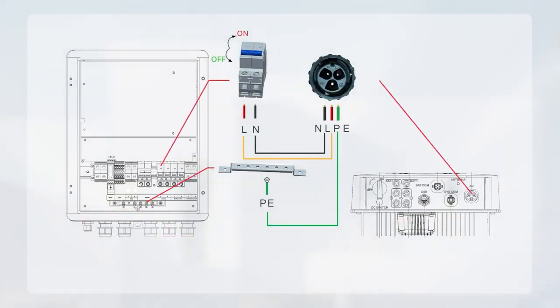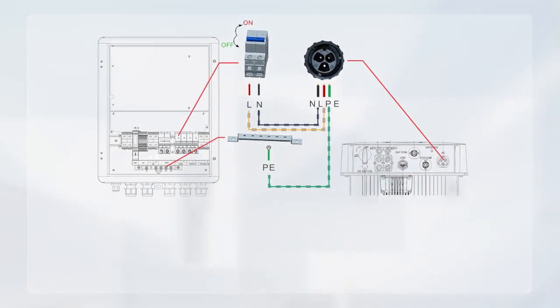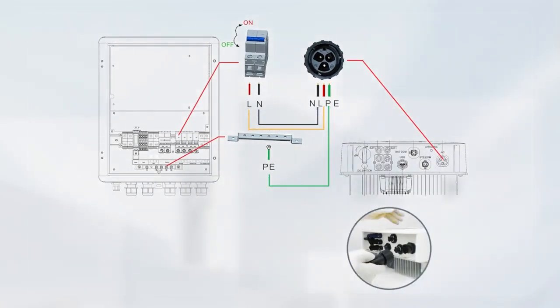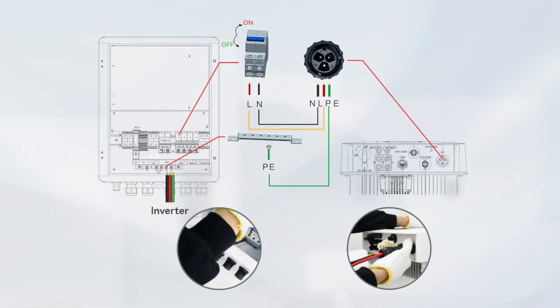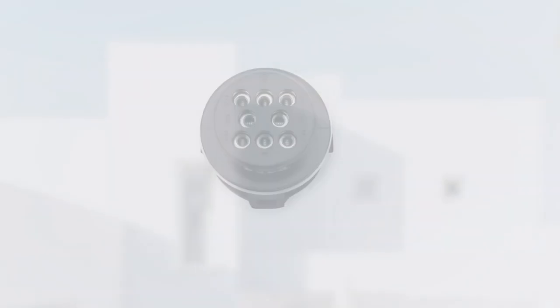Finally, connect the AC cable to both the AC port of the MIN-XH and the inverter wiring port of the SYN. Thread the sleeve onto the MIN-XH connection terminal and rotate until both are locked. Insert the L and PE cable into the SYN inverter port and fasten the plastic cover by turning it clockwise.